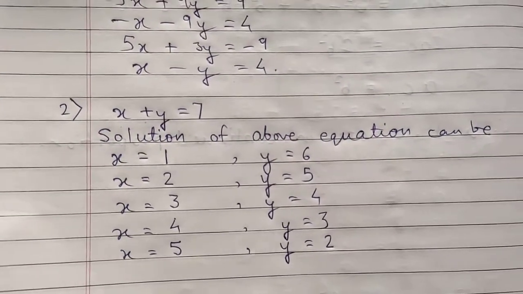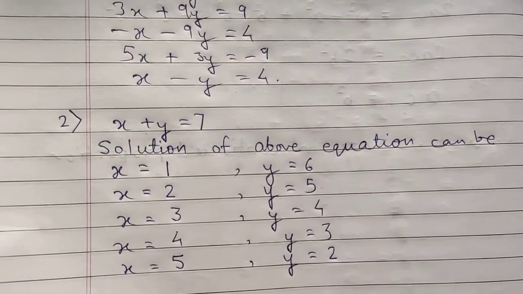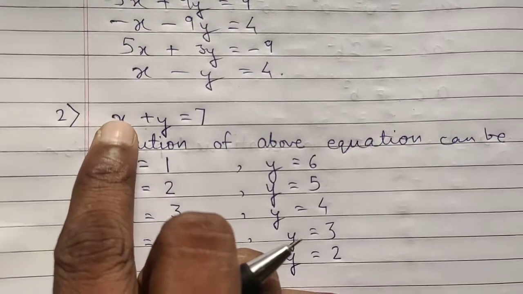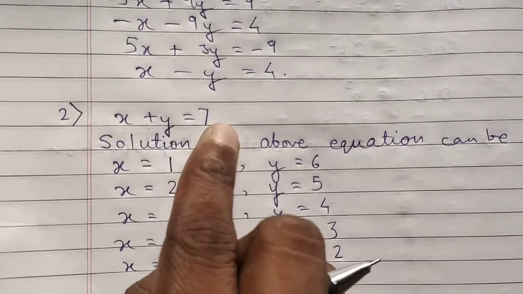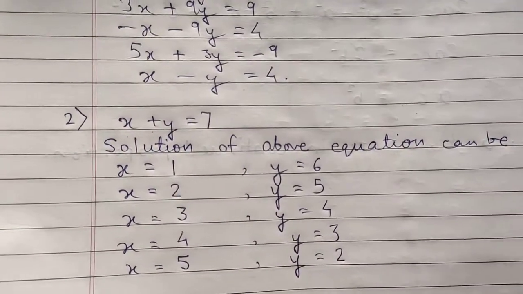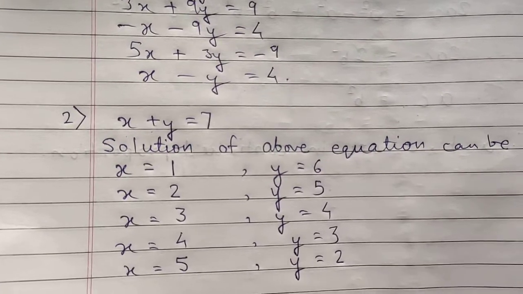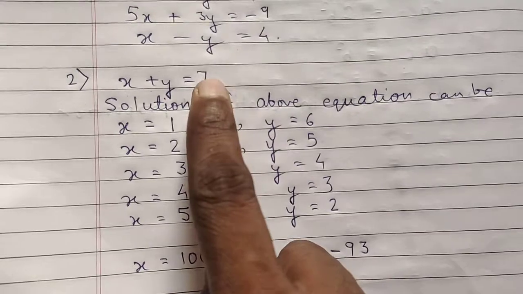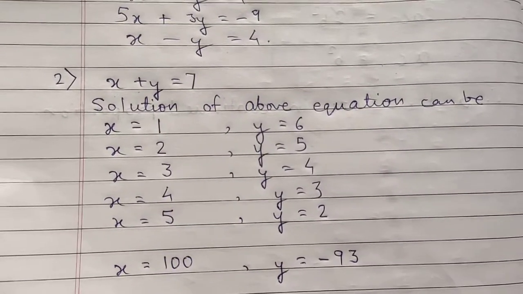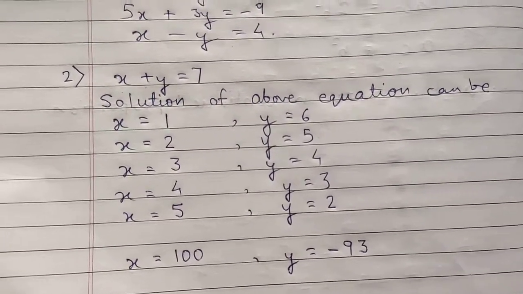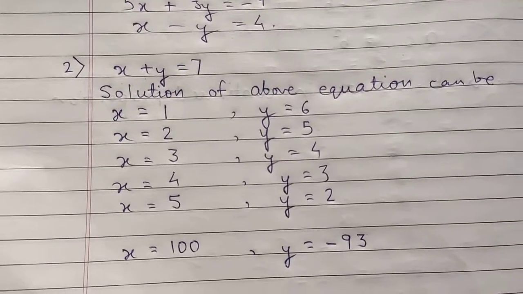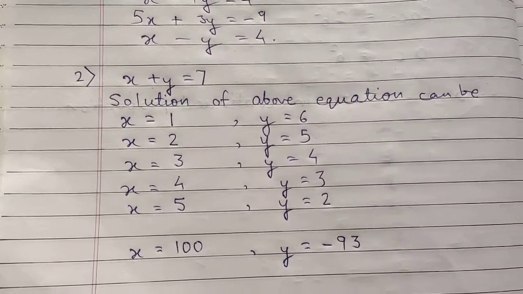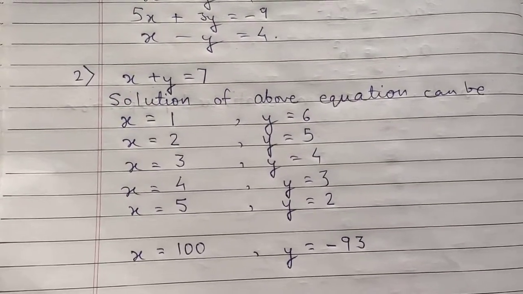But suppose if I take x is equal to 100, then what will be my y? See, 100 plus something gives you 7. So obviously my y should be minus 93, because 100 minus 93 will give you 7. Okay, so in this way you can find out infinitely many solutions, right? If you take x value 1000, then your y value will be minus 993.